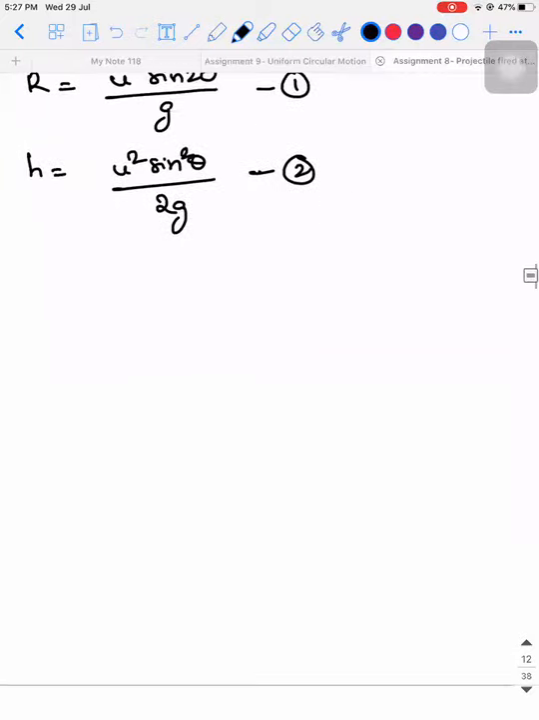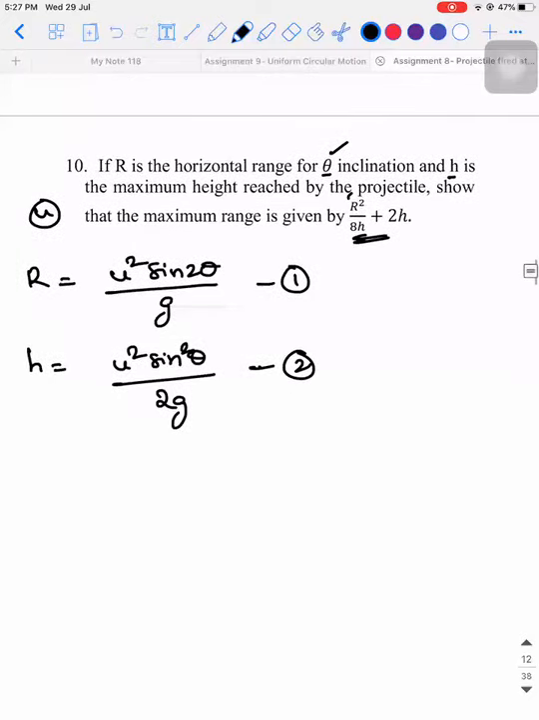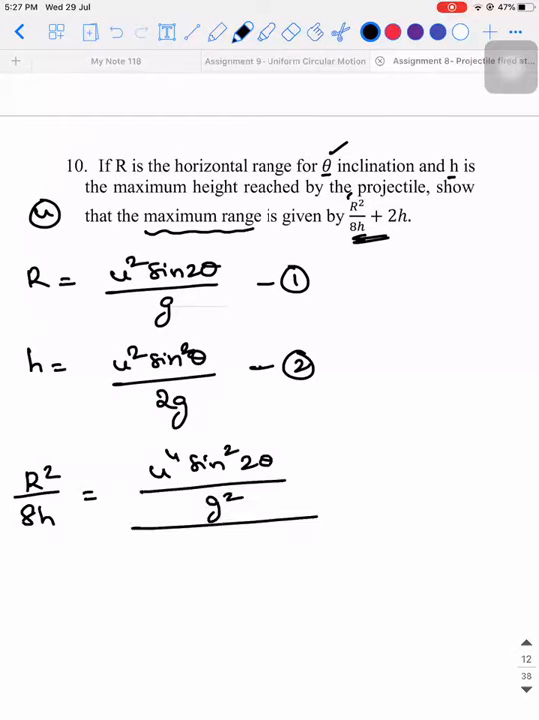Now what are they asking? Show that the maximum range is given by R square by 8h plus 2h. So what is R square by 8h? R square is u power 4 sine square 2 theta divided by g square, the whole divided by 8 into h, which is u square sine square theta divided by 2g. Is it clear till this step? I just substituted the values. I did nothing. So g square and g square cancel, and one u square is gone.